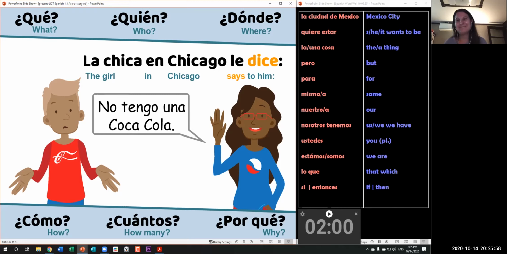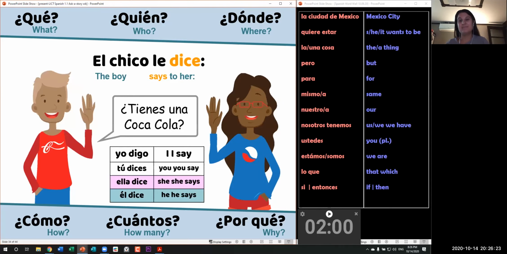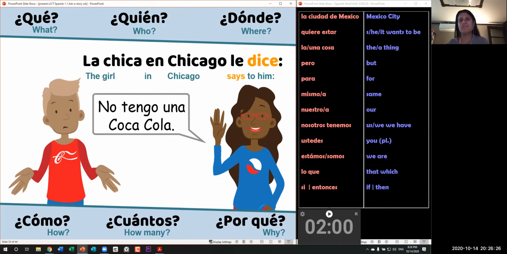Sí, pobre George. Es una situación triste para George. Porque la chica no tiene una Coca-Cola también. ¿Qué le dice la chica a George? La chica le dice, no tengo una Coca-Cola. Correcto. Es una situación terrible. Porque George quiere una Coca-Cola.